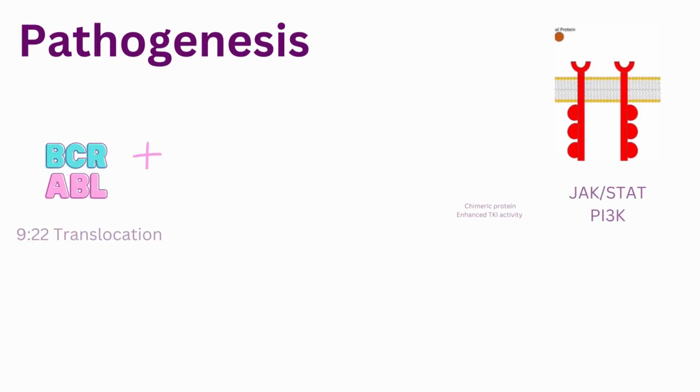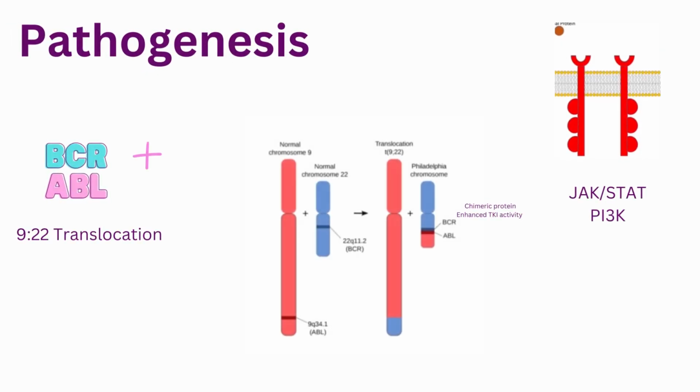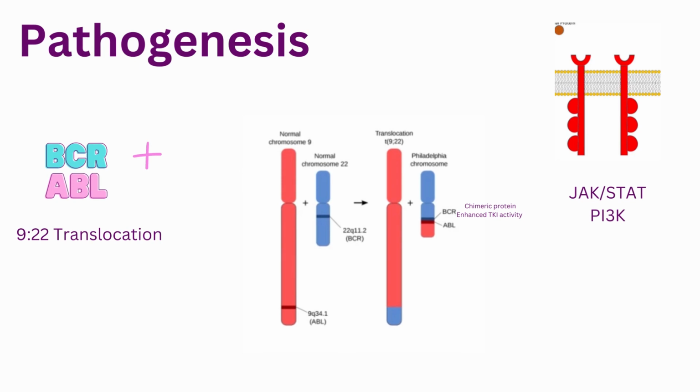The fusion oncoprotein BCR-ABL defines CML. It happens because of the reciprocal translocation between chromosomes 9 and 22. The ABL1 gene encodes a tyrosine kinase on chromosome 9, and the BCR is the breakpoint cluster region on chromosome 22. The translated oncoprotein expresses a defective tyrosine kinase, and its downstream pathways include JAK-STAT and PI3K, and they're involved in cell growth, cell survival, and inhibition of apoptosis.